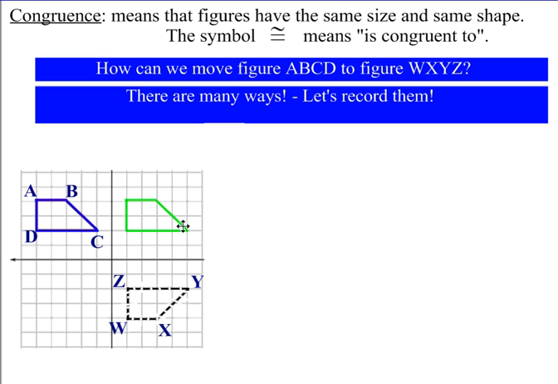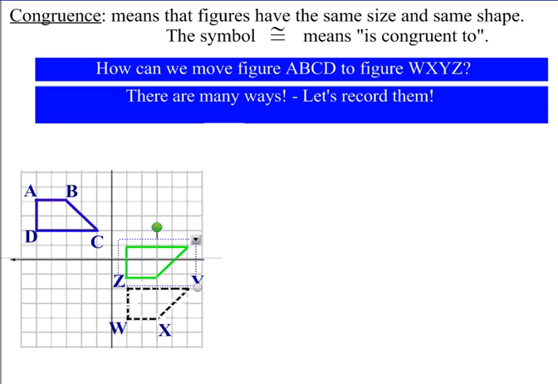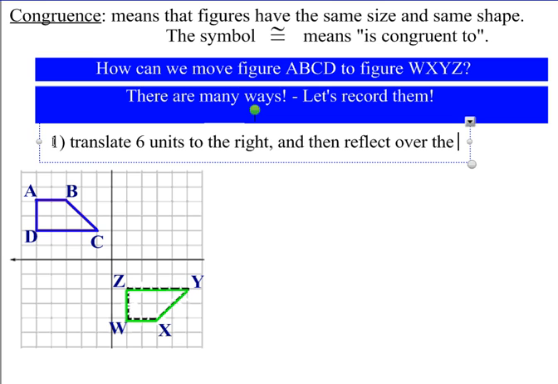And then after we do that, we can reflect it over the x-axis. Flip it over here. And when we do that, it'll land right on top of the original figure. So let's write down what we have. We'll start with number 1 here, because we're going to come up with 3 ways altogether. So we are going to translate 6 units to the right and then reflect over the x-axis.